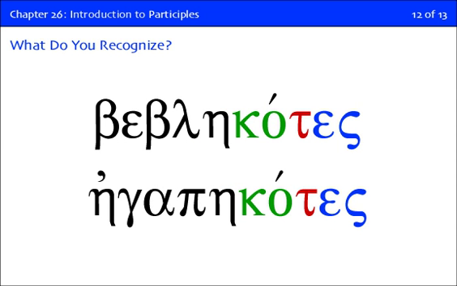Beblekotes. There's your omicron tau. It's an active morpheme. You obviously are in what tense? You're in the perfect. Bebl is the perfect tense stem of ballo. So how are you going to translate that? What's the helping verb with the perfect? Have. And in English, when you have a helping construction, the ing goes on the helping word. So it's having thrown. See?